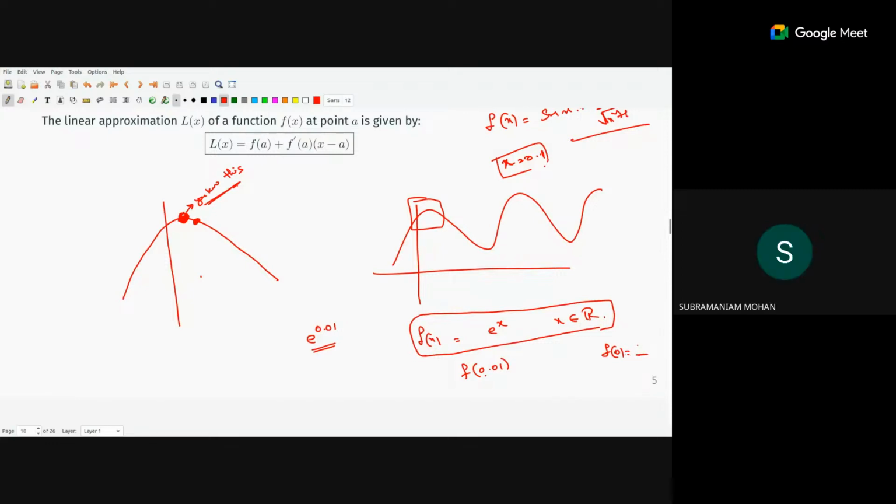1. E power 0 is 1. So when we say around x is equal to 0 or something like that, it means this. We want you to identify some function that can be associated to this particular value, and considering that particular function, you just have to come up with a linear approximation function L of x at x is equal to 0. That is what we need.